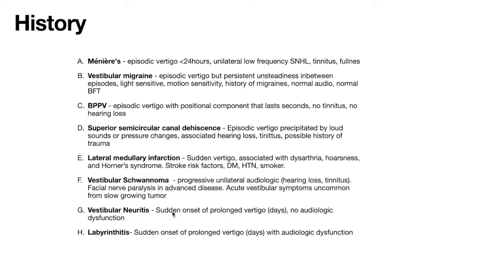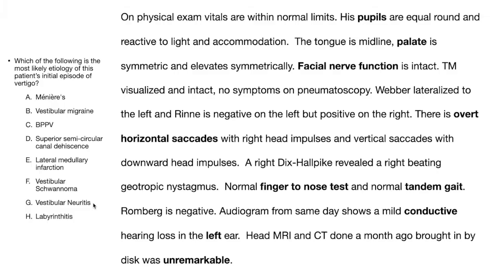Vestibular neuritis, this is what this patient actually has. Sudden onset of prolonged vertigo lasting days and no audiologic dysfunction, in contrast with labyrinthitis, which has the same features plus audiologic dysfunction. On physical exam, his vitals are within normal limits.